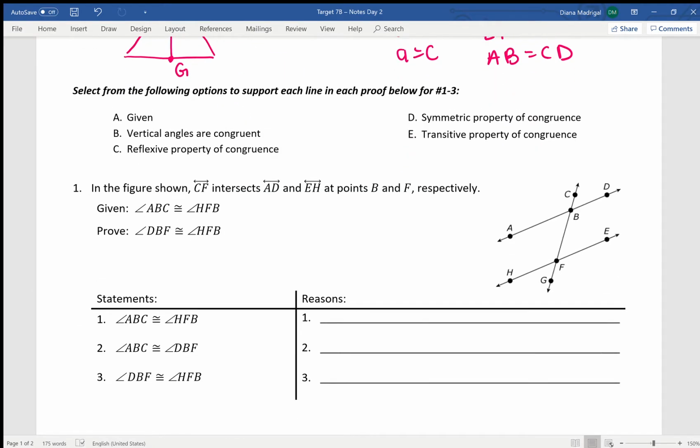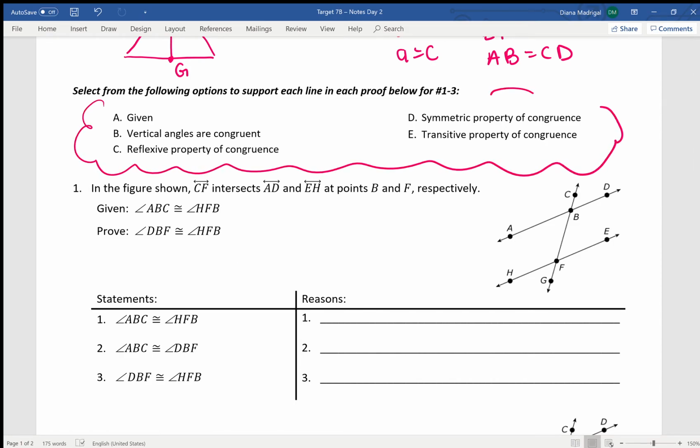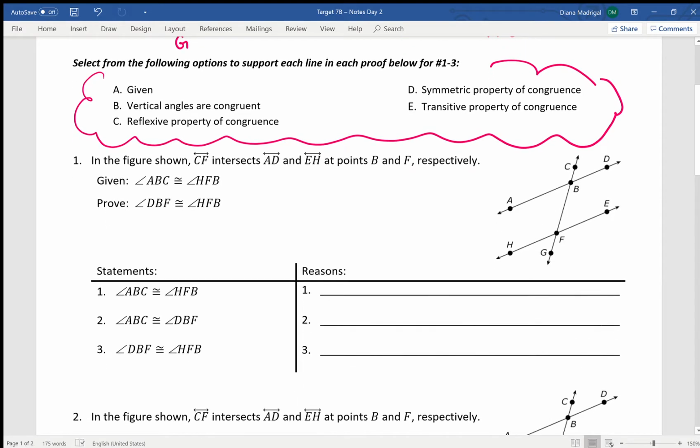Alright, we're going to keep going with proofs for number 1 and 2. Again, you have word banks on the top of the page, right? So you have option A to option E. Those are going to help you fill in the reasons. And once you start doing more of these, you're not going to really need the word bank. You're going to start noticing what's going on. So like I said, they give you the word bank.